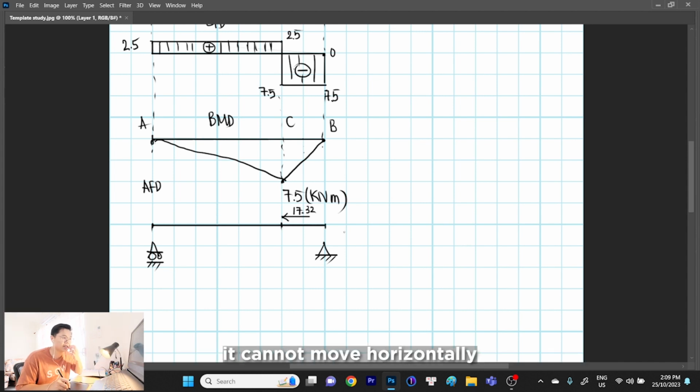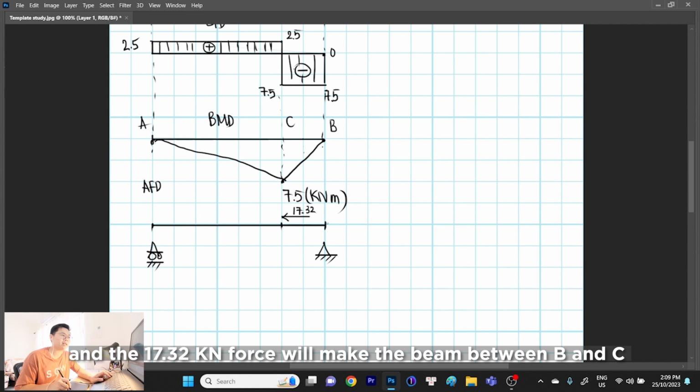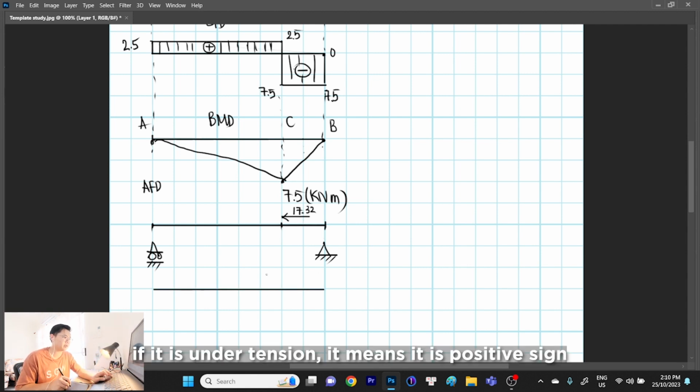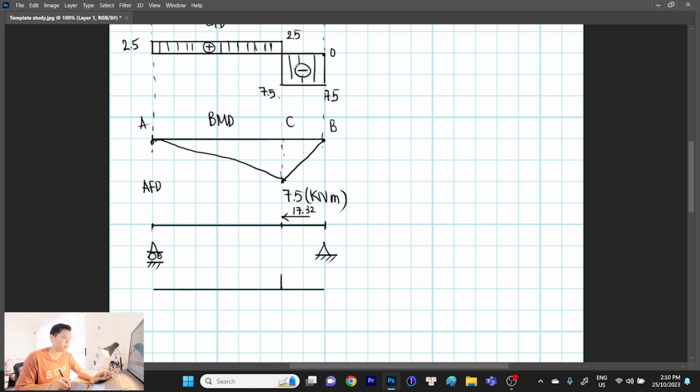Because of the hinge, it cannot move horizontally, so it cannot move this side. No, cannot move. And the force will make the beam in here under tension, which means it is pulling the beam, right? If it's under tension, it means it is positive. So in here, positive, with the value of 17.32, negative, right, 0. So that's your axial force diagram.